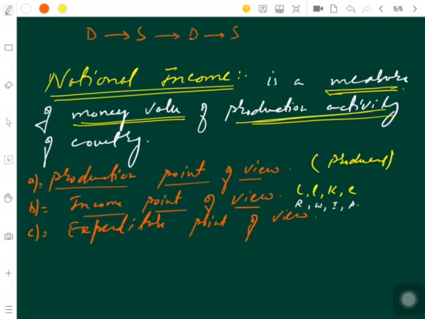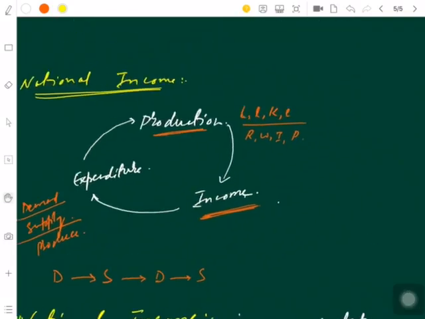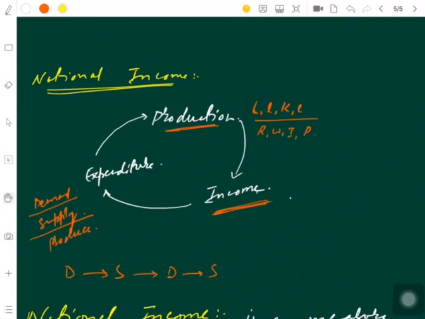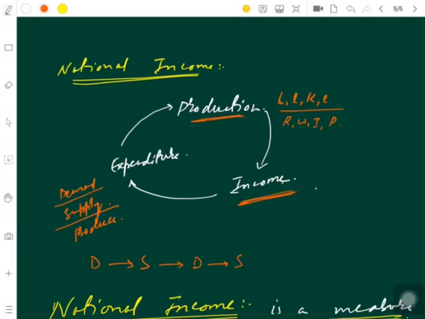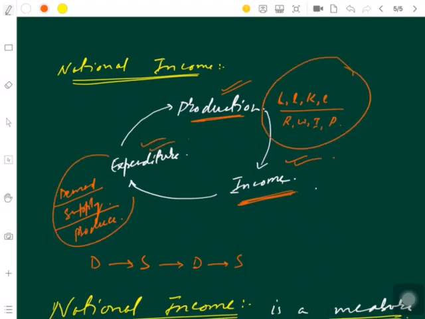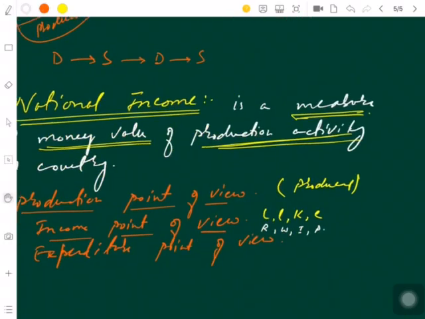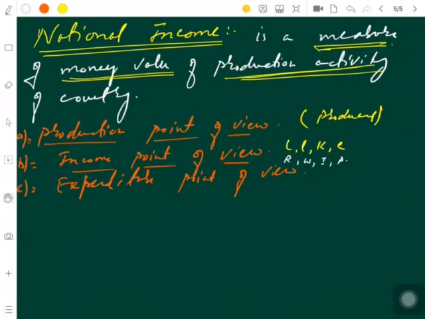Now see here, as I was saying earlier in our diagram, national income can be defined in three different ways: production point of view, income point of view, and expenditure point of view. Now I think it's more than sufficient and you might have understood this whole concept very properly.